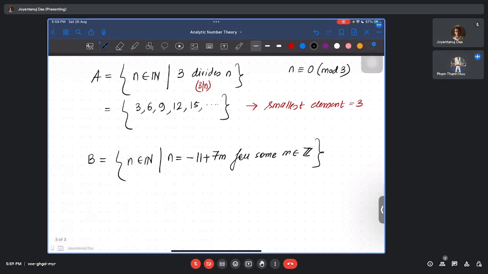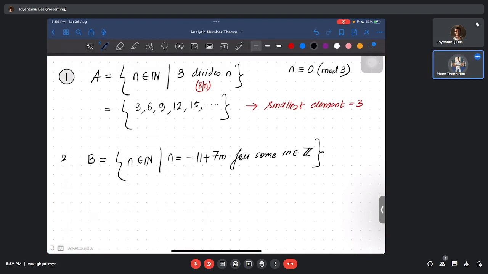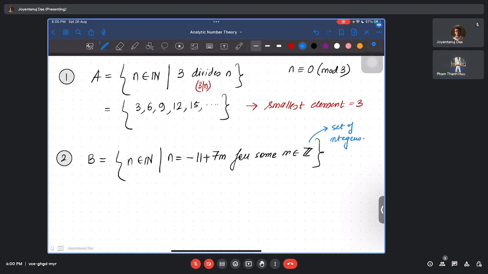And what about B? B equals n minus 11 plus 7m for m in Z. Z is the set of all integers, that is positive, negative, everything. Z is the integer set and Q is the set of fractions, the rational numbers.